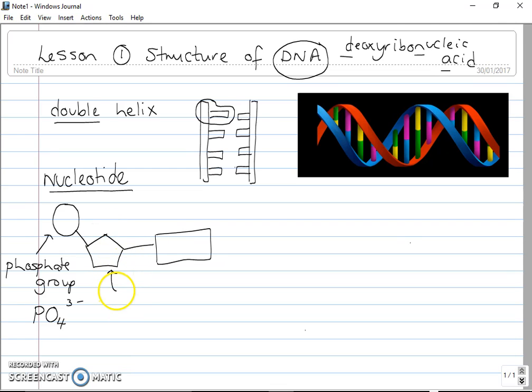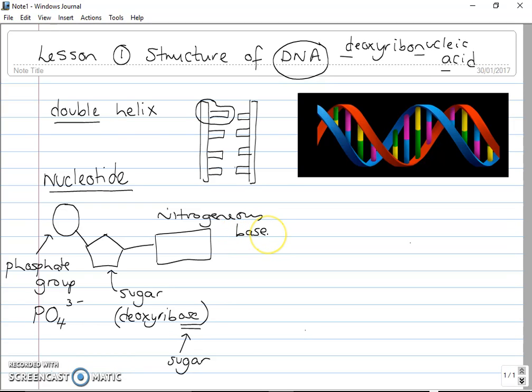The pentagon then, that represents a sugar. And that sugar molecule, in the case of DNA, is called deoxyribose. So I'll just write that down. Deoxyribose is the name of the sugar. And we know it's a sugar because it ends in OSE, and that tells us that it has a sugar section to it. The final thing then, in a nucleotide, which is a small section of our DNA molecule, is what we refer to as a base, or a nitrogenous base. That means a molecule or a part of our DNA that contains nitrogen. This part is what makes us individual.